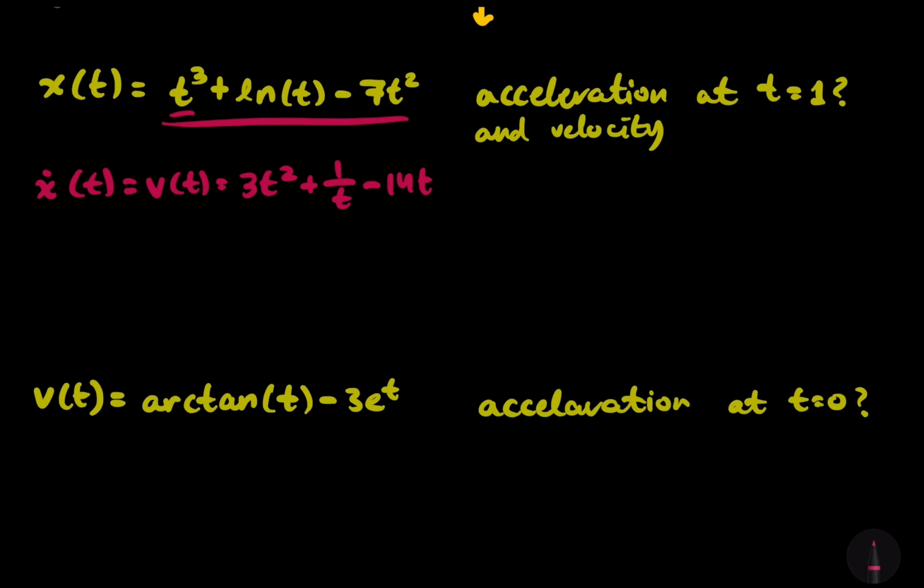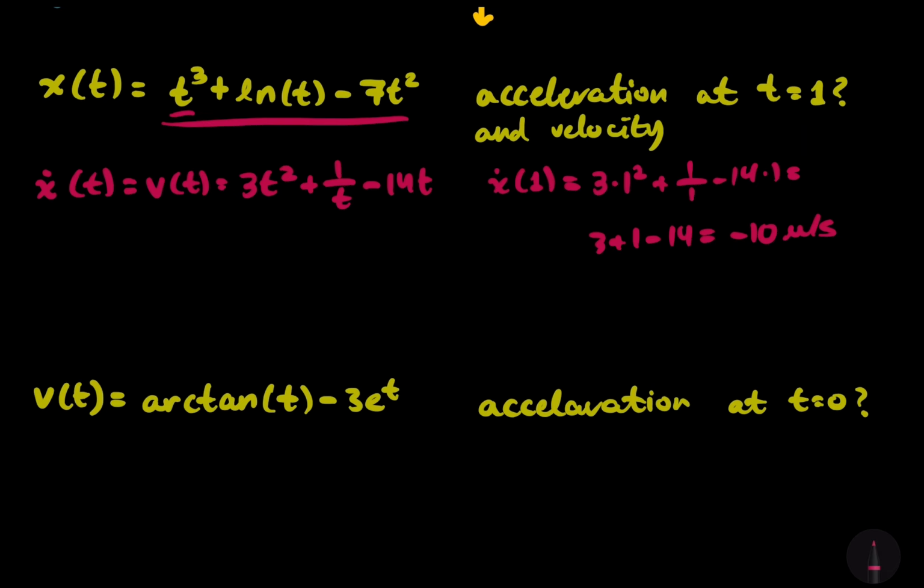So we want to find the velocity at t equals 1, so let's input x dot of 1, which is going to be equal to 3 times 1 squared, plus 1 over 1, minus 14 times 1, which is 3 plus 1 minus 14, which is 4 minus 14, which is negative 10 meters per second, the SI unit. So it seems as though we're moving with a negative velocity at that point.